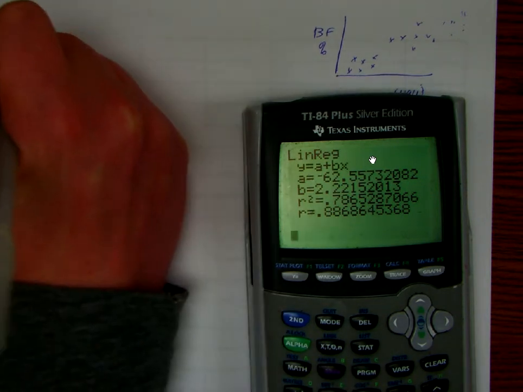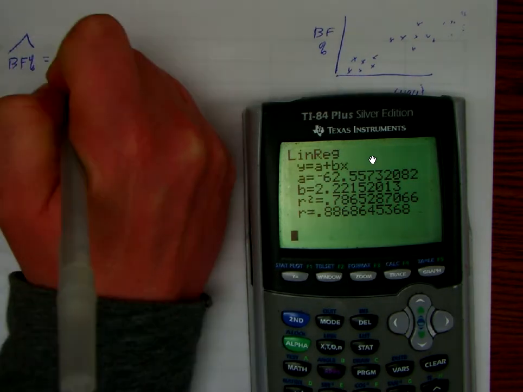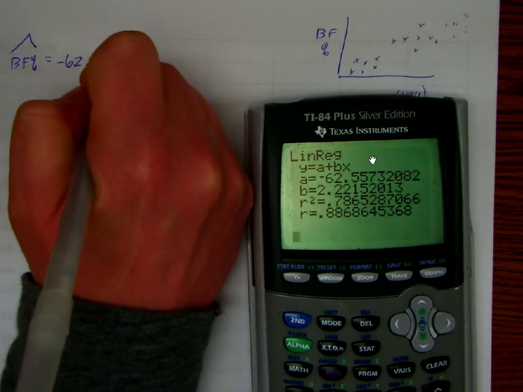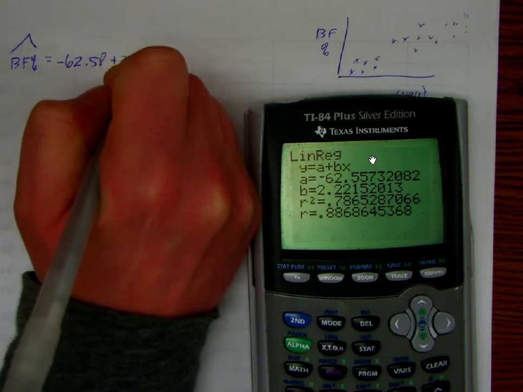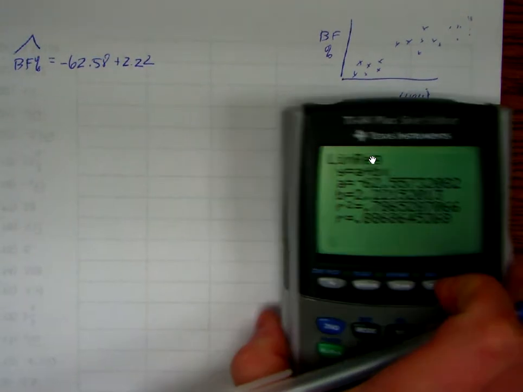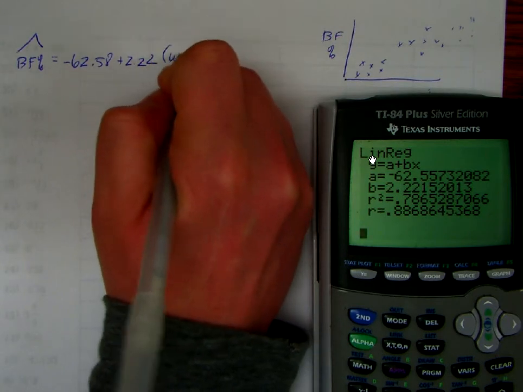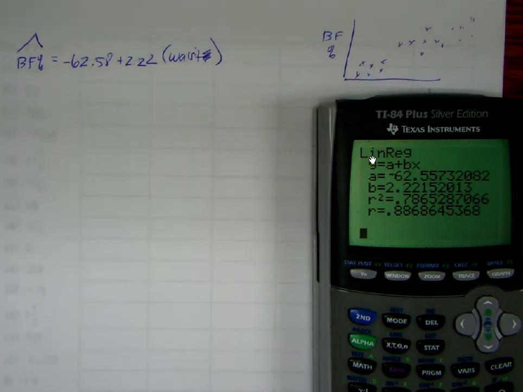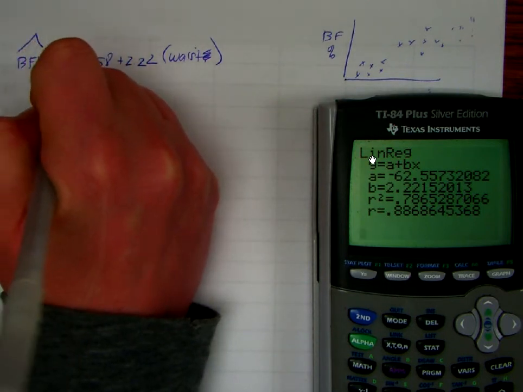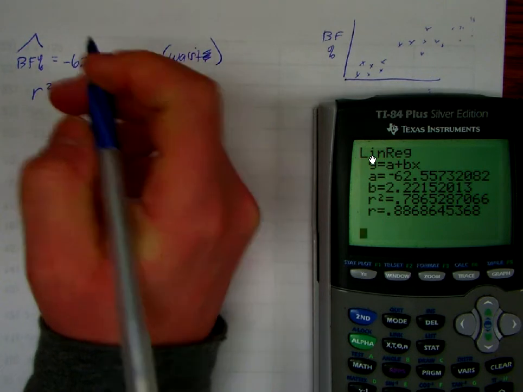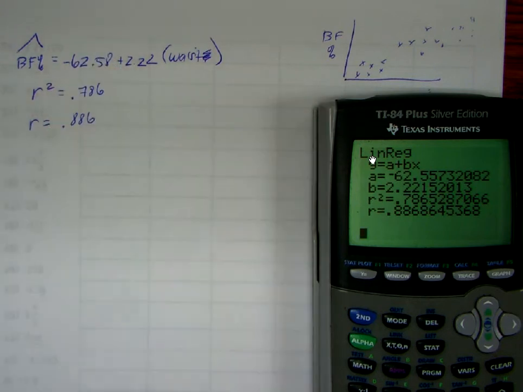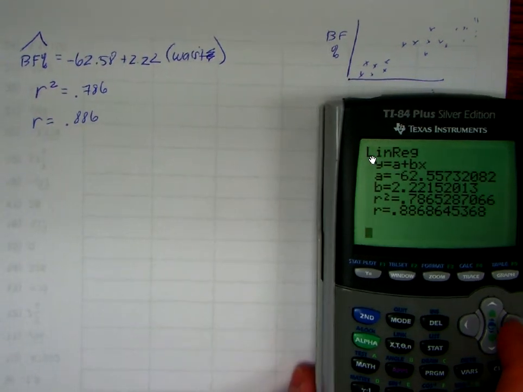Body fat percentage is equal to negative 62.58 plus 2.22 times waist size. And waist does not have an E. Okay, so there it is. And let's also get the R squared, which is equal to 0.786, and R is equal to 0.886. So let's do some interpretations from this.